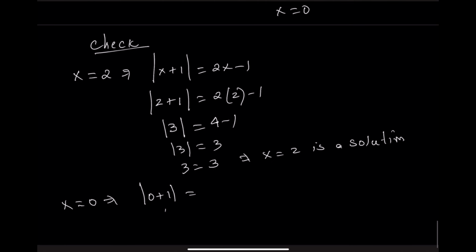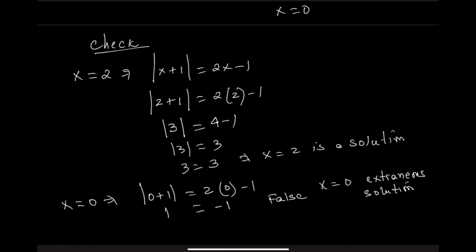Now let's check x equals 0. Absolute value of 0 plus 1 equals 2 times 0 minus 1. 1 equals negative 1 is false. X equals 0 is an extraneous solution. Finally, the solution of the absolute value equation is x equals 2.